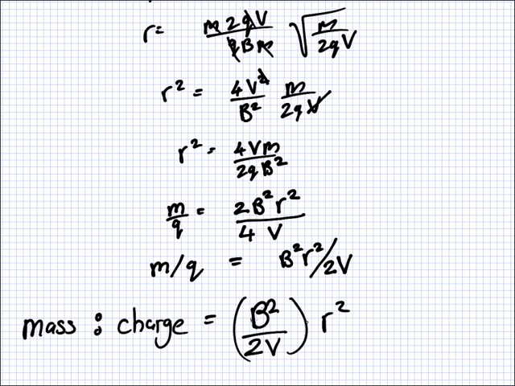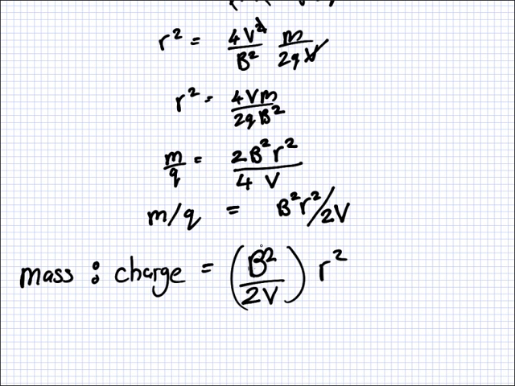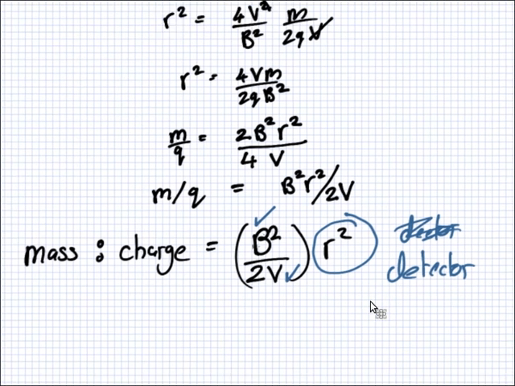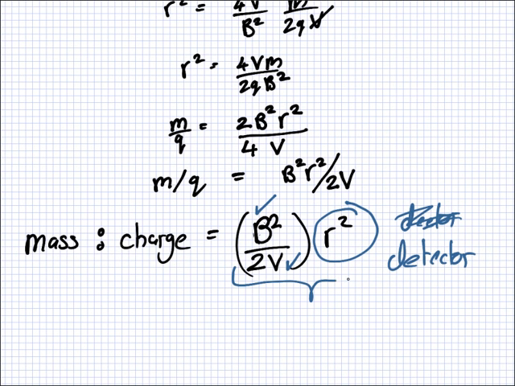Now look at the things that you know. Do you know B? Well, you do, because it's for the magnet that you're using. Okay, so you know this. Do you know the voltage? You do, because it's your machine. You know what the voltage between the plates are. You can measure the radius when it hits the detector. So it's easy to calculate this, and by calculating this you can work out the mass to charge ratio. This is how the mass spectrometer works.